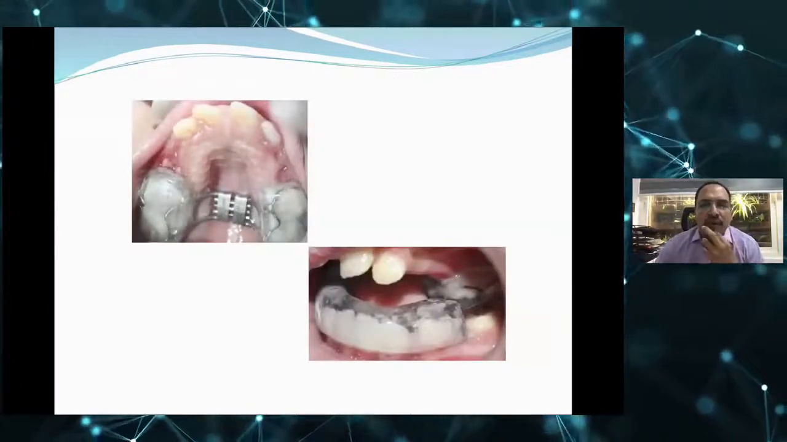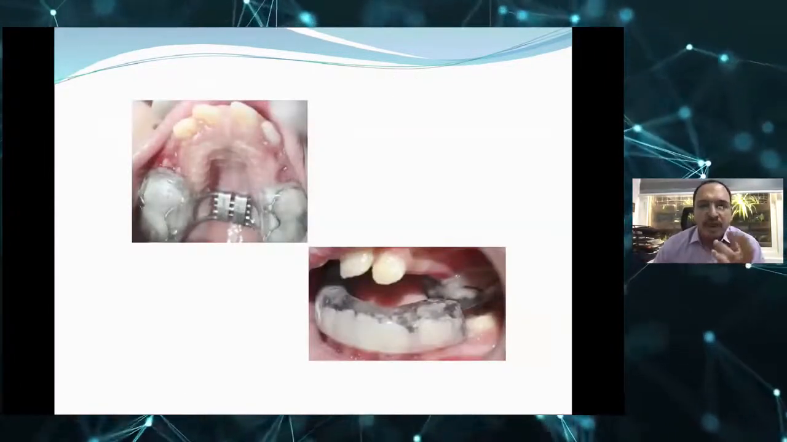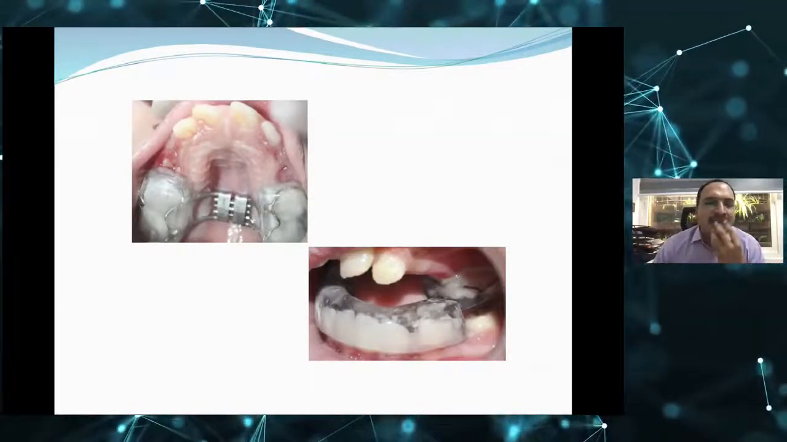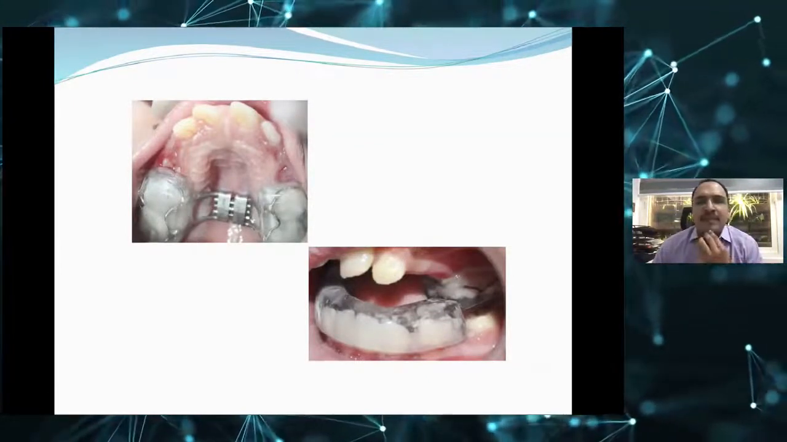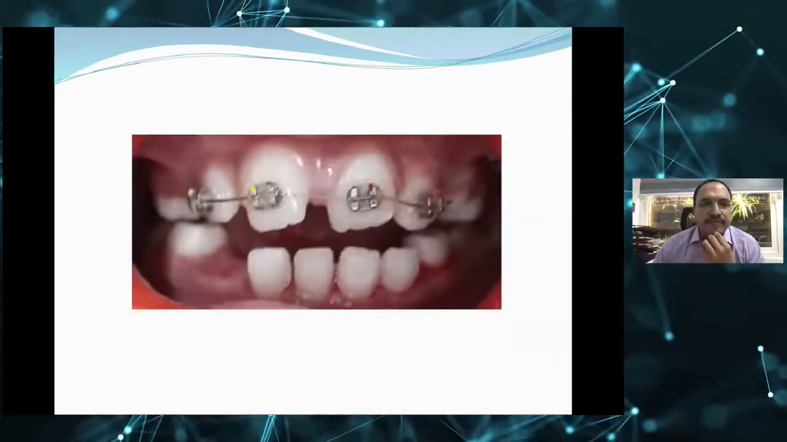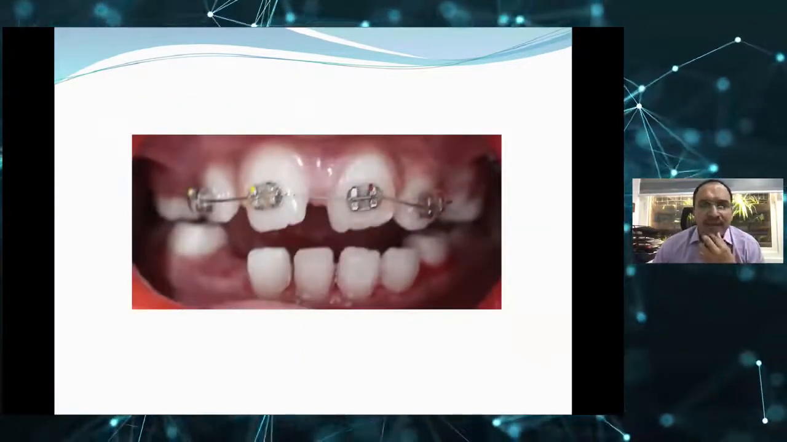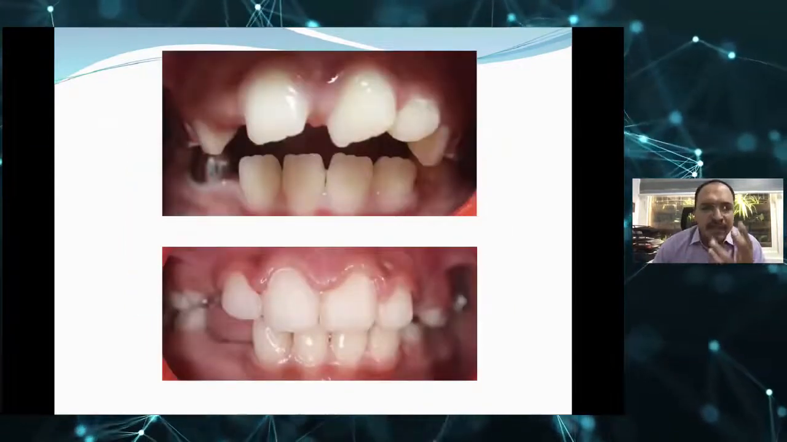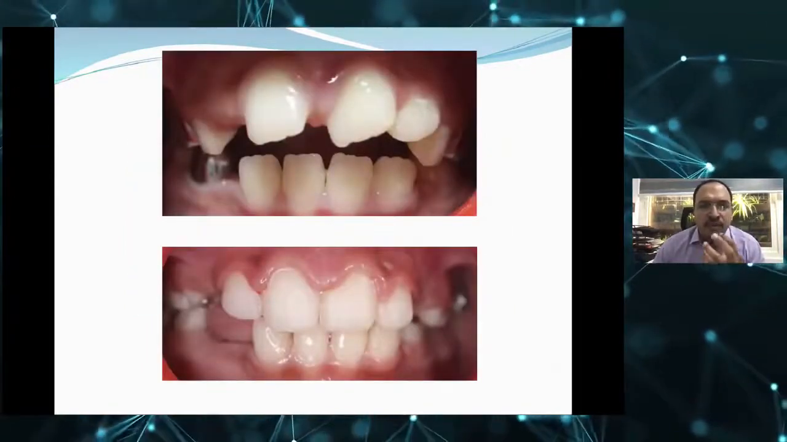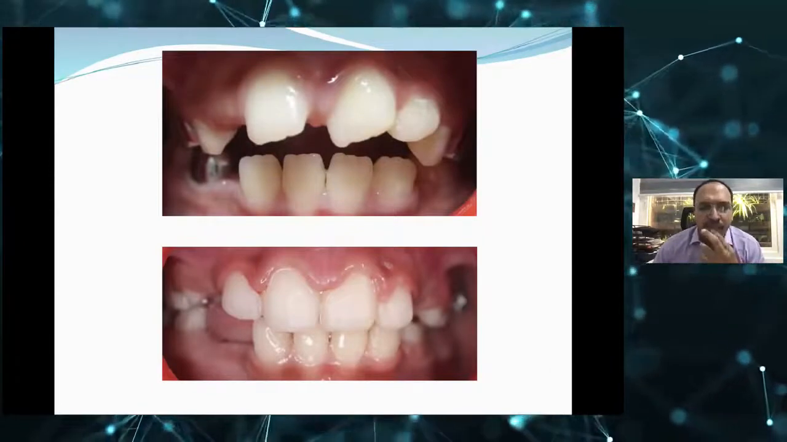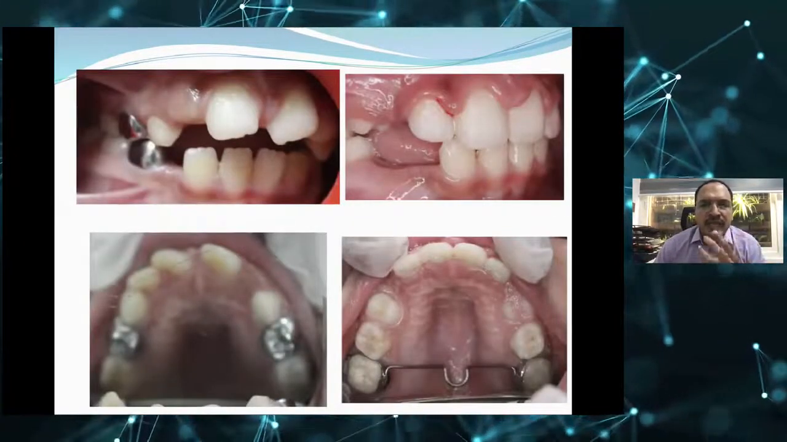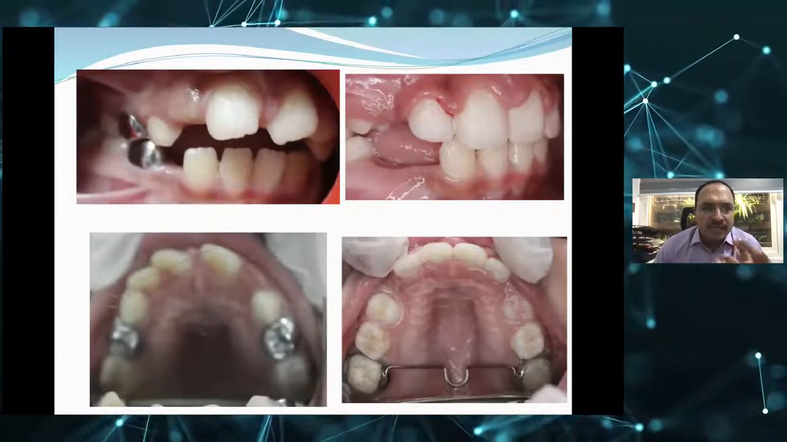So this is the appliance we used. It's a fixed twin block with Hyrax. The same upper maxilla is also expanded. At the same time, the mandible is also brought forward. And a little bit of alignment correction with this 2x4 appliance has also been done. And this is the pre and the post of the child who has undergone this expansion and bringing the mandible forward. And the results you are seeing here are the results of the expansion.